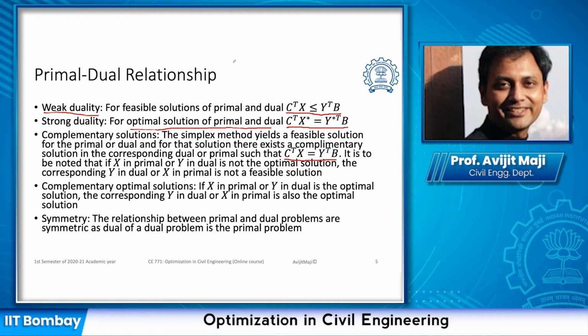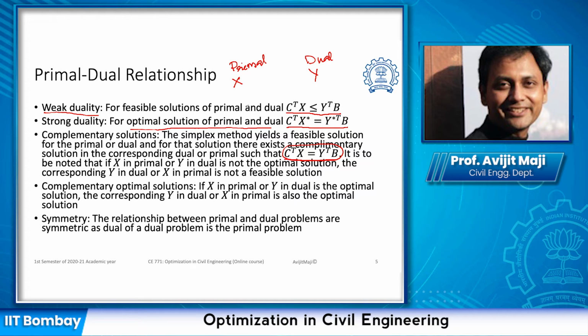So we have a primal and we have a dual. We have a solution here which is x and the corresponding solution here y in such a way that the objective function values are going to be equal, which is indicated here.